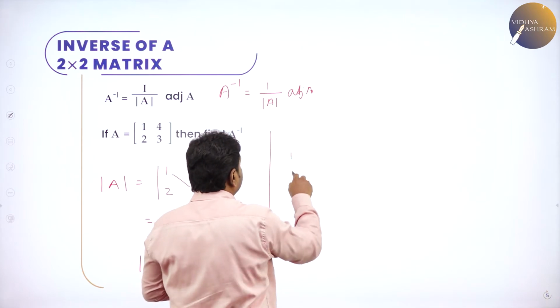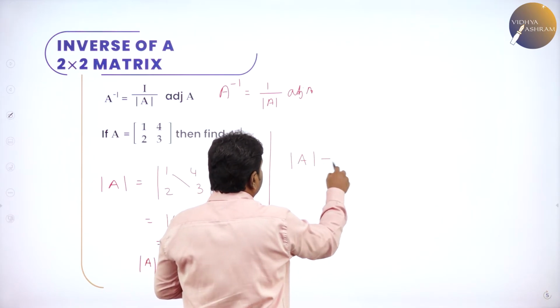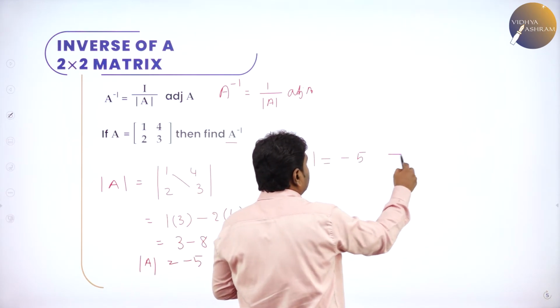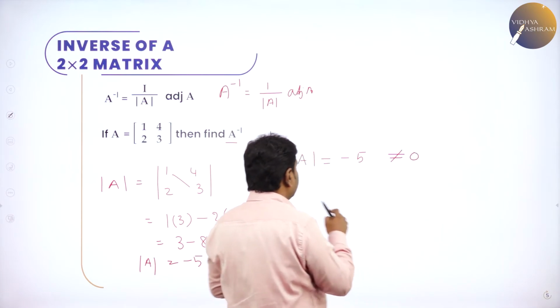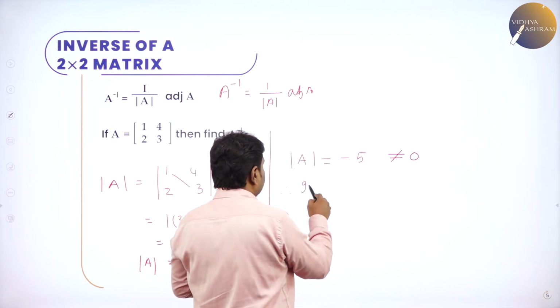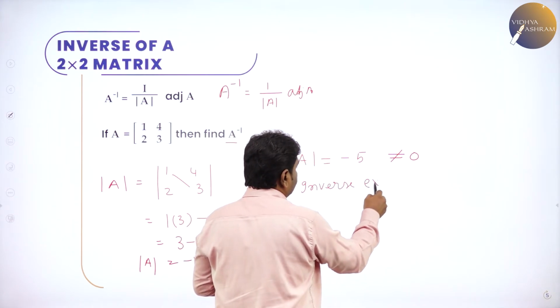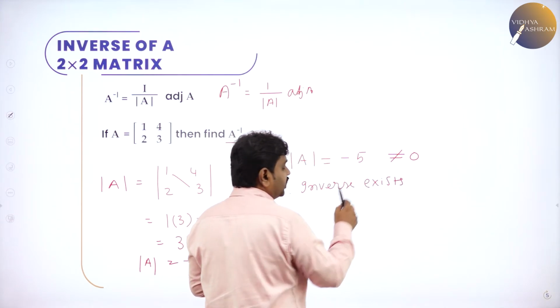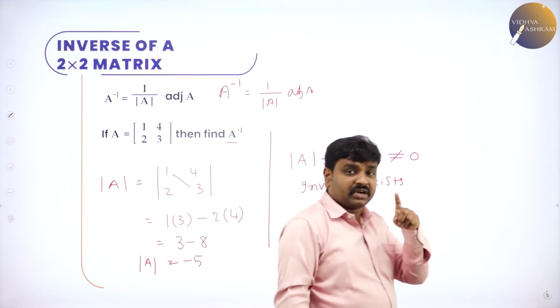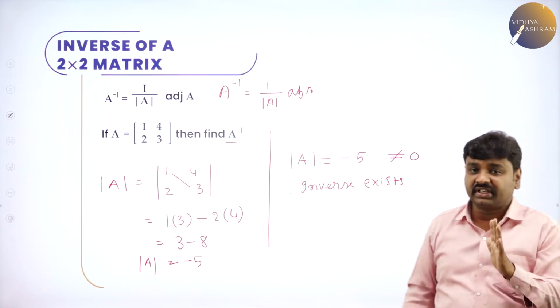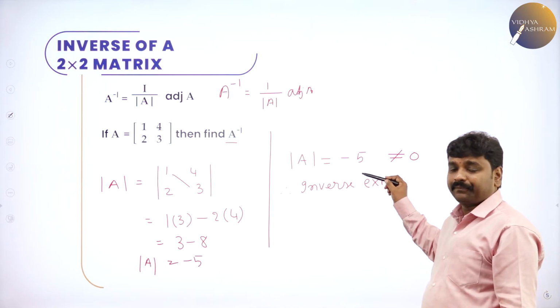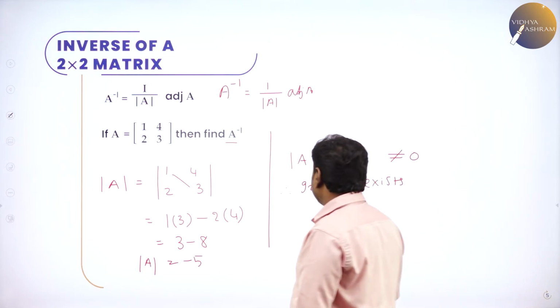Very first thing is you should say it is non-singular. Minus 5 is not 0. So therefore inverse exists. All of you should know, if you get determinant 0, we call it a singular matrix. For a singular matrix, inverse does not exist, but this is non-singular. So inverse exists.